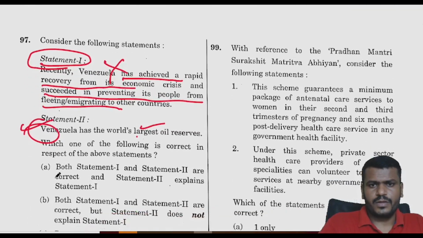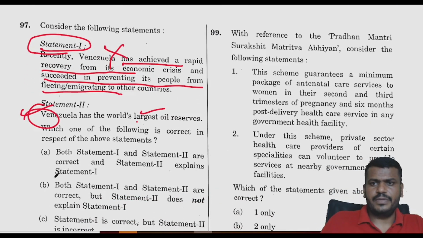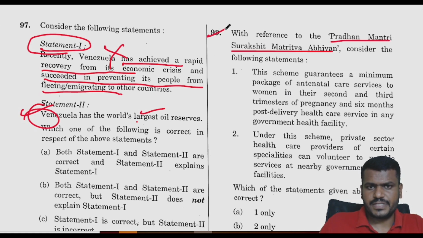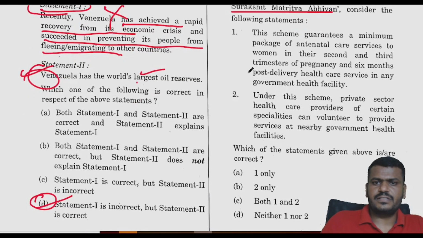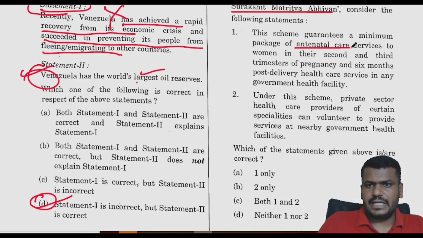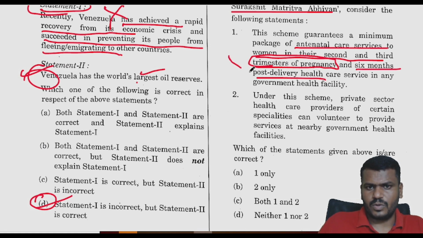And next, Pradhan Mantri Surakshit Matrutva Abhiyan. Those who are preparing for the KPSC exam, just go through these schemes. They are important, guys. The scheme guarantees a minimum package of antenatal care services to women in their second and third trimesters of pregnancy. That is correct. And 6 months post-delivery health care. No, not 6 months. This is not true.